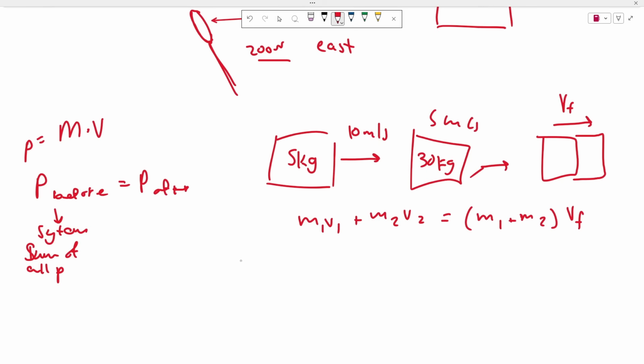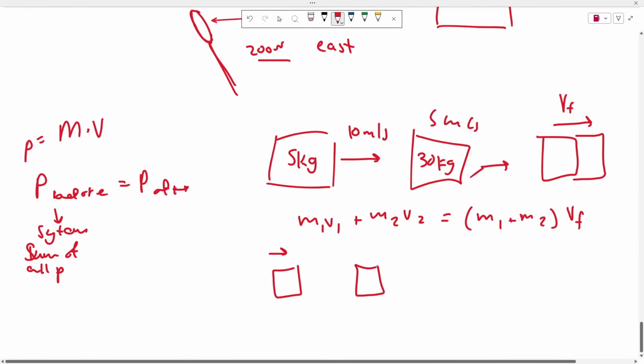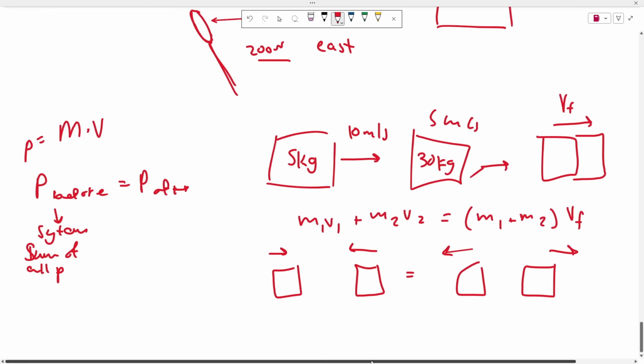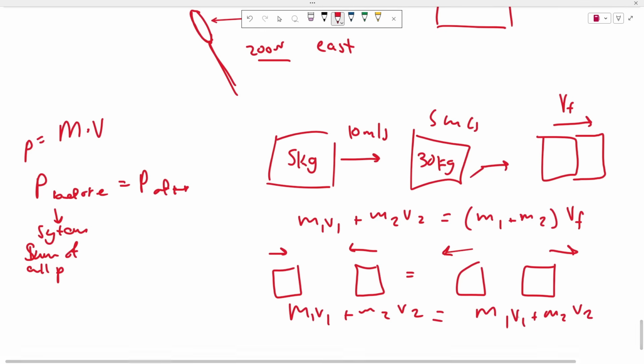So an elastic collision is the opposite, okay? What that means is if two objects are moving toward each other, and they bounce off of one another and move in opposite directions, this one going in this direction, this object going in this direction away from each other, that's an elastic collision, okay? That says m1v1 plus m2v2 is equal to m1v1 plus m2v2. The only thing that changes here is the sign of the velocity, because now you're going in the opposite direction.